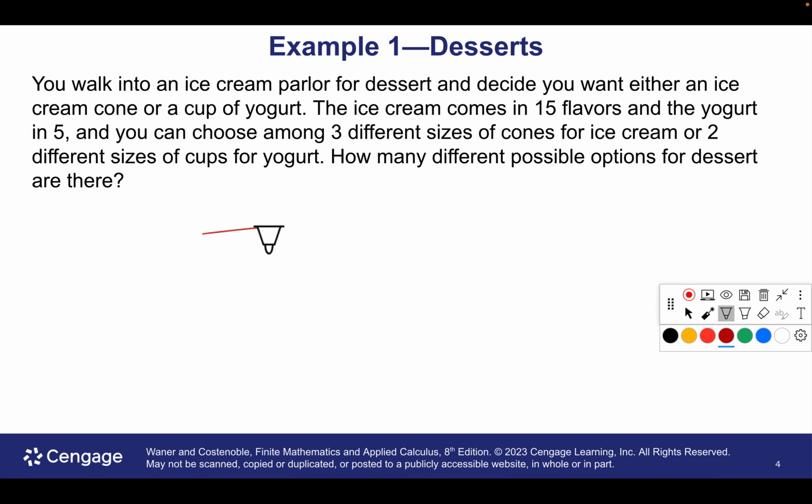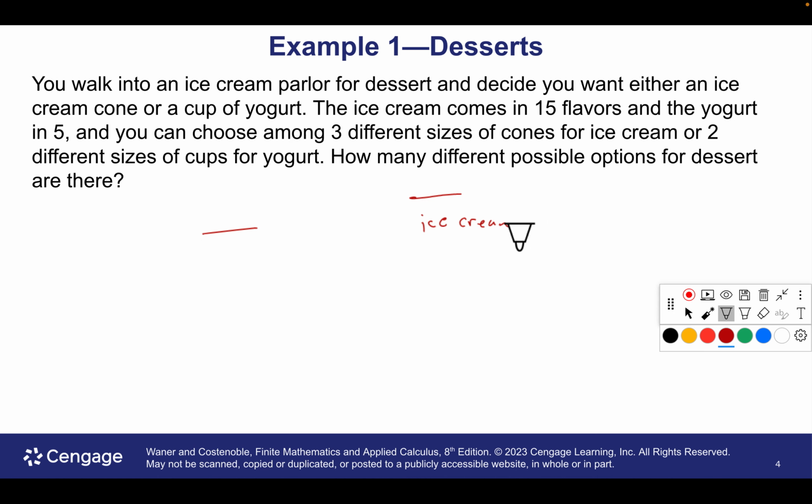So the ice cream comes in 15 flavors, the yogurt in 5, and then you can choose among 3 different sizes of cones for the ice cream, or 2 different cup sizes for the yogurt. Okay, how many different possible options for this dessert are there? Again, we're only going to get one dessert, but the thinking is, if I was going to get ice cream, how many choices do I have for my ice cream?